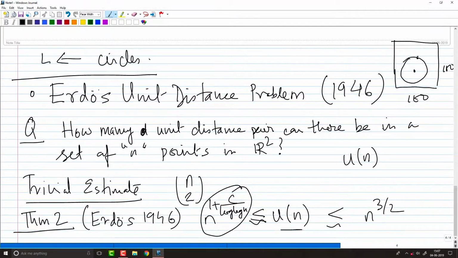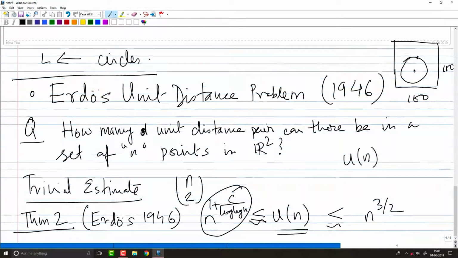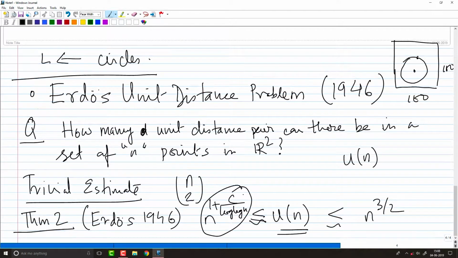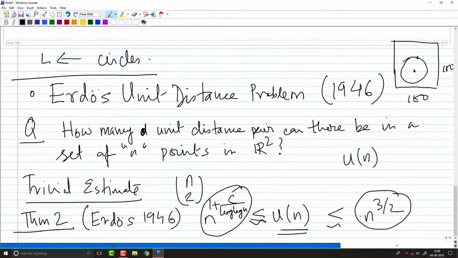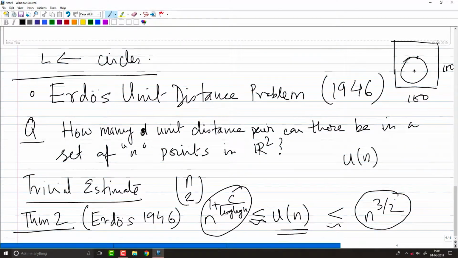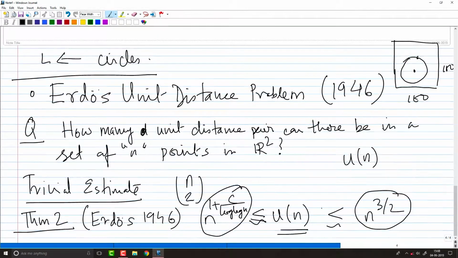So what he showed is there is a point set where the number of unit distances is at least greater than this. And what he showed was, take any set of n points in the plane. This inequality written like this is slightly confusing. So take any set of n points in the plane, there will be at most n to the power 3 by 2 pairs which are unit distance away from each other. Okay? Did you get the distinction? Okay, good.